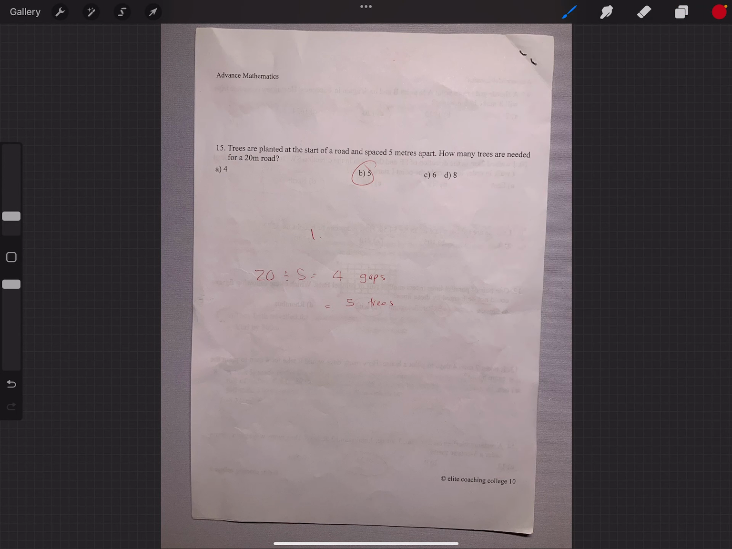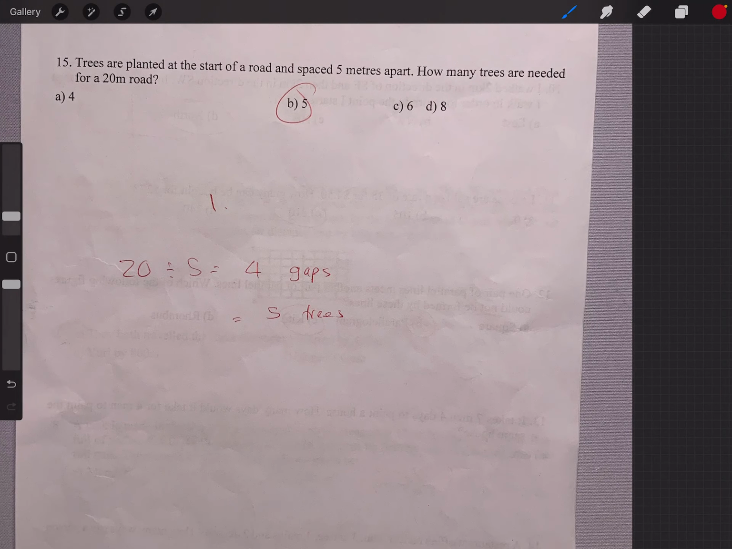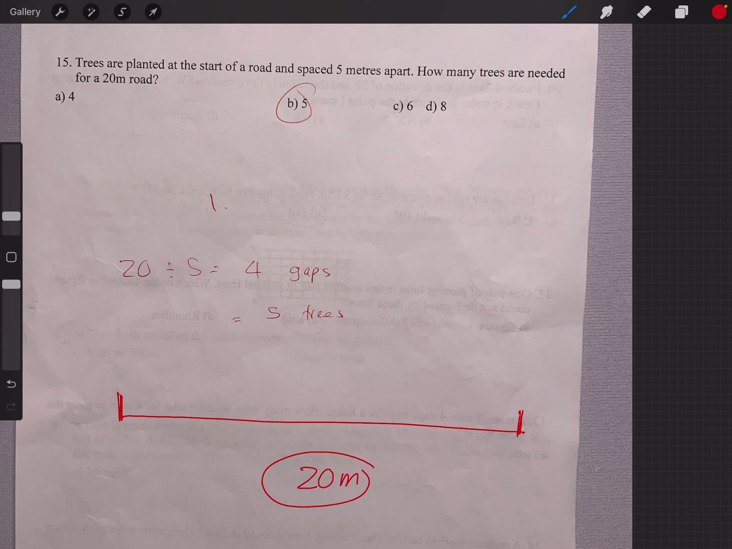Next, let me just check something. Okay, cool. Trees are planted at the start of a road and placed 5 meters apart. The road is 20 meters. Now 5 meters apart. What's 20 divided by 5? There's going to be 4. 4 what? 4 gaps. When you do this kind of thing, you're going to get 4 gaps.